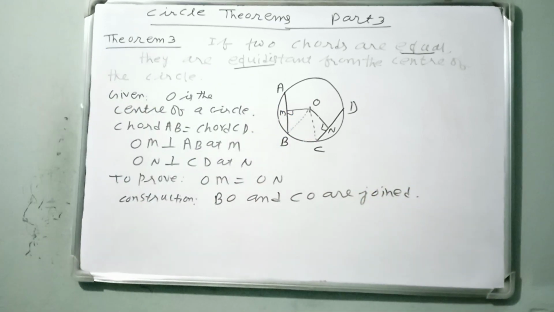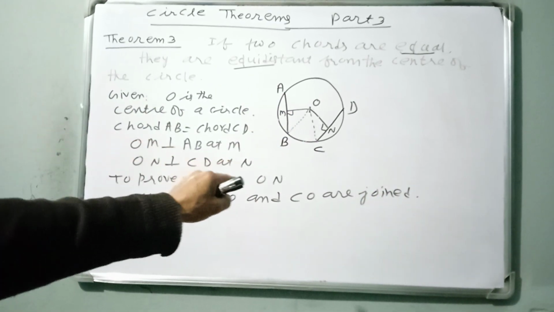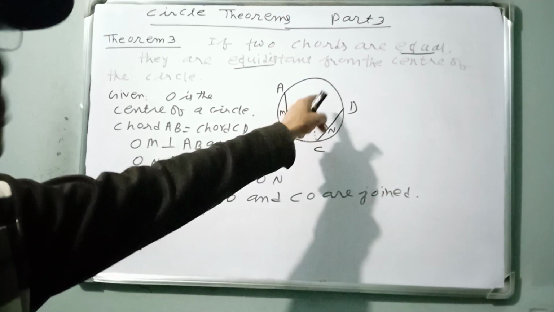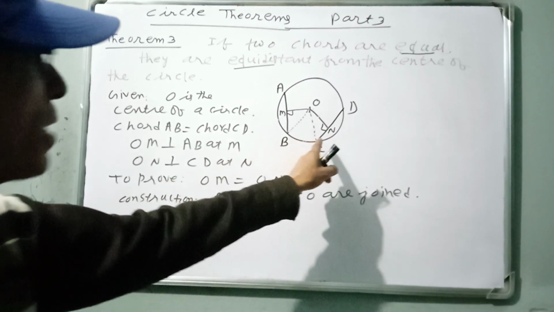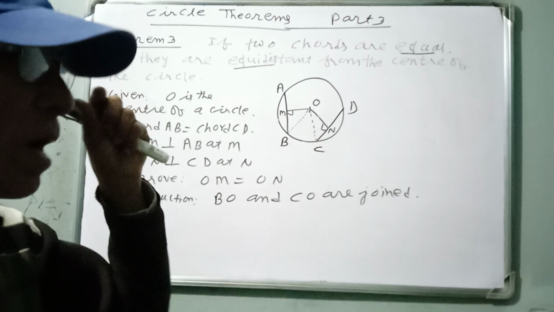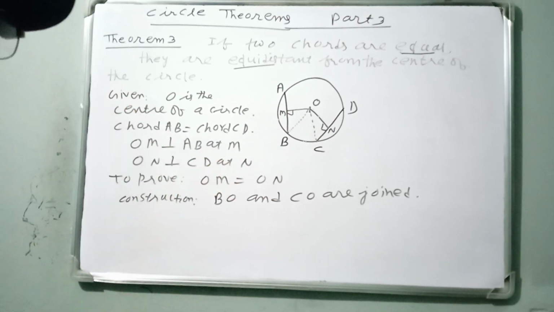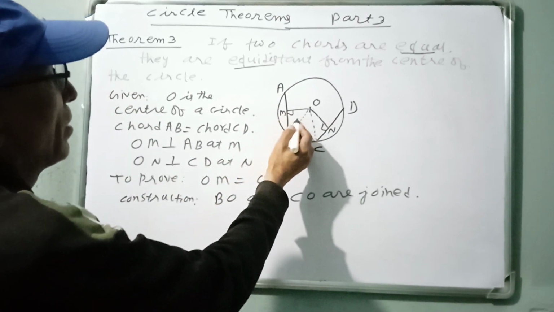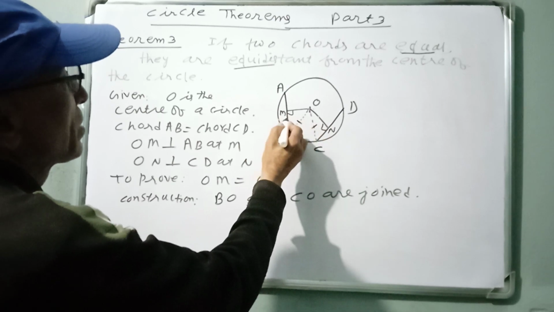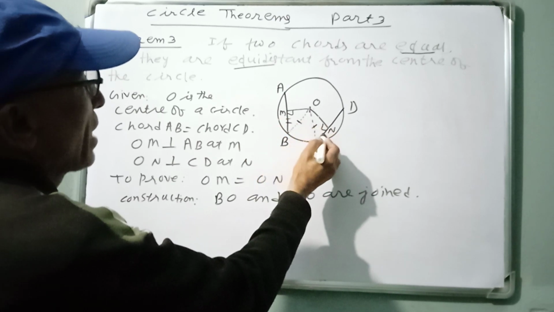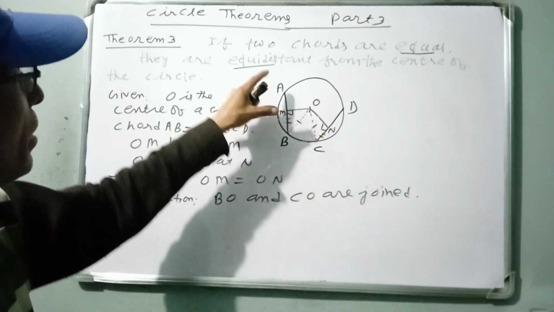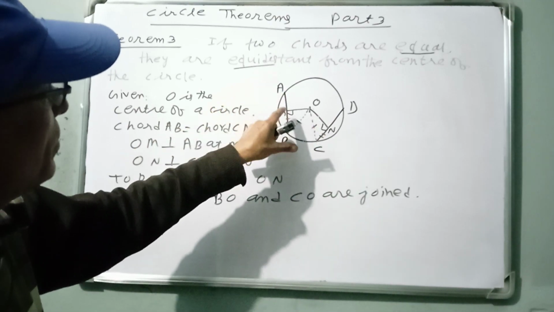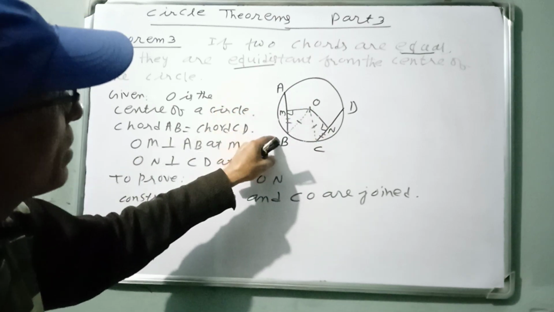Students, can you say why BO and CO are joined? Can you guess why they are joined, and what theorem or fact can you use? Right angle, hypotenuse, side. Right angle equal. OM bisects AB.